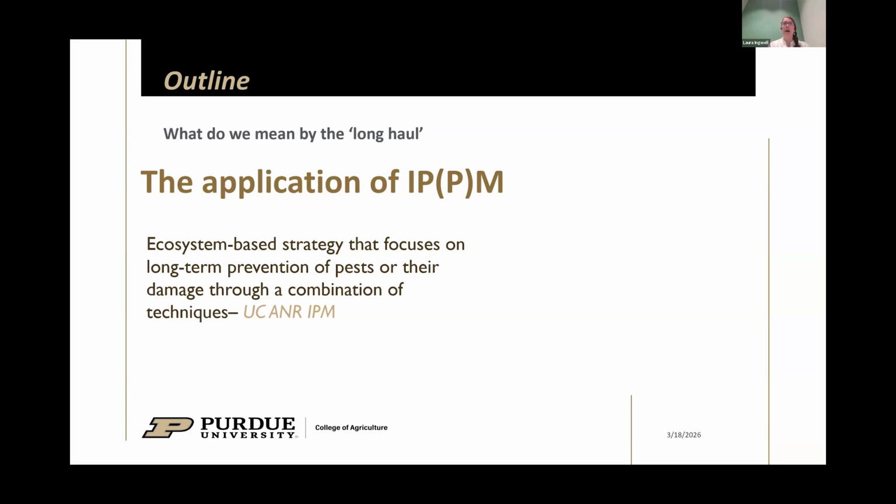We have to think about how we're managing our growing environment, not just within one season for one cropping cycle, but what does it look like over many years in our crop rotations. So just so we're all on the same page, when I'm talking about IPM, I really prefer this definition, which is the ecosystem-based strategy that focuses on long-term prevention of pests or their damage through a combination of techniques.